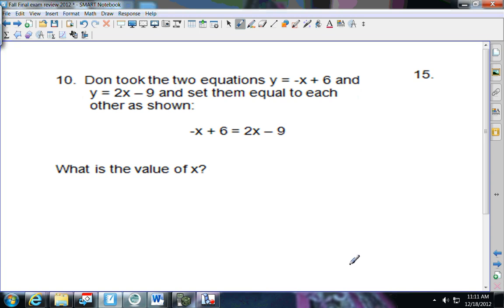The next one. Oh, there's 10. It was way over. We already did this one. I guess I just had it in a different order.